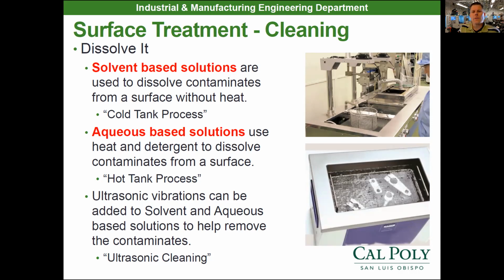Now, another solution to dissolving it off to clean our workpieces would be an aqueous or water-based solution. They're going to use heat and detergents to dissolve contaminants. It's called a hot tank process. So here you usually have a liquid warmed up, a water-based solution, with detergents in there that help dissolve those contaminants from the surface.